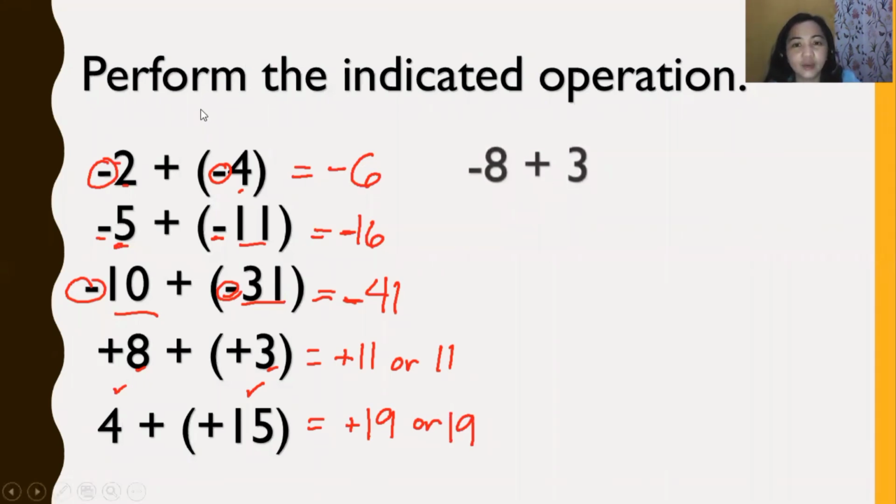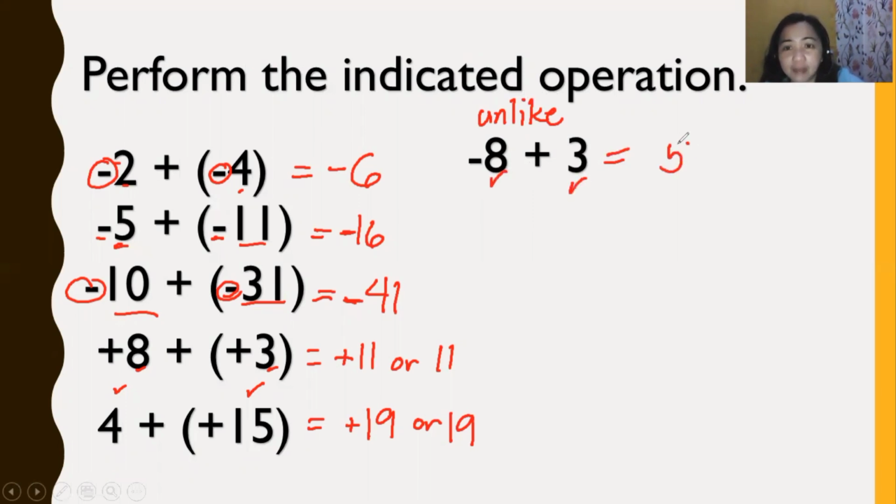And we have, the given is a positive and a negative integer. We have negative 8 plus positive 3. So our rule is, if we have unlike sign, ibig sabihin magkaiba ng sign, subtract the numbers. 8 minus 3 is 5. Copy the sign of the larger digit. Ang larger digit natin ay 8. Ang symbol niya ay negative. Kaya ang sagot natin, negative 5. So, susundin natin yung sign ng mataas na digit.